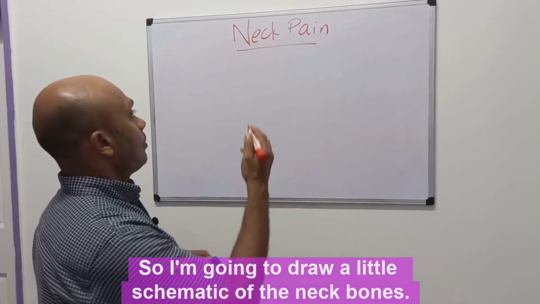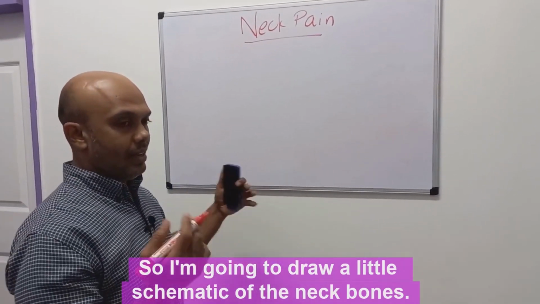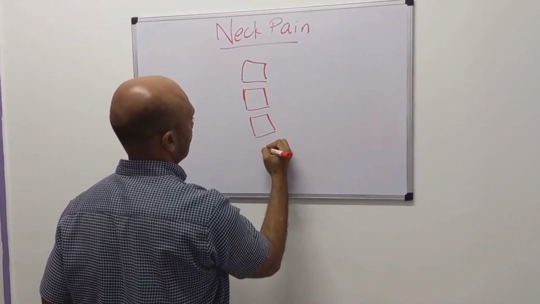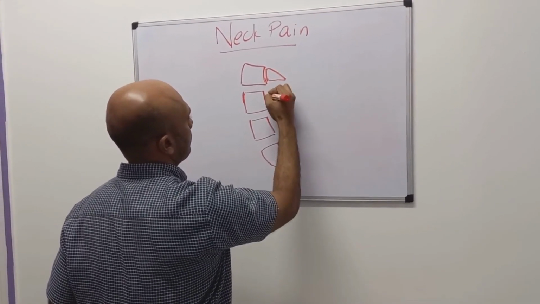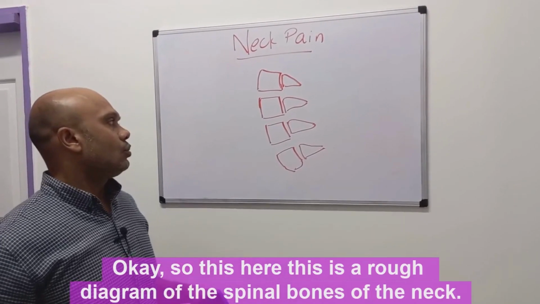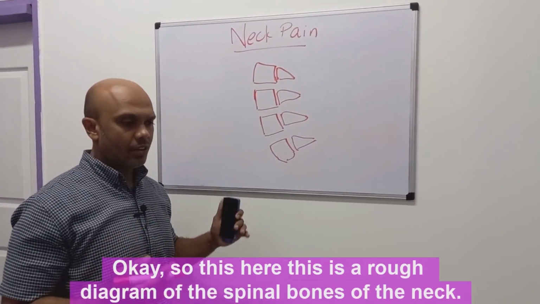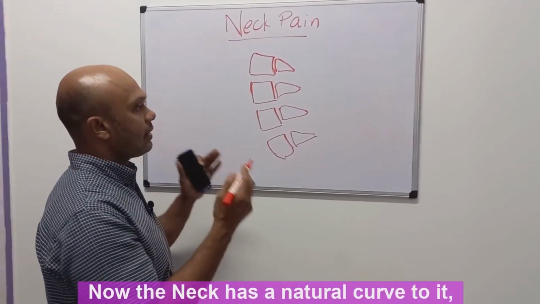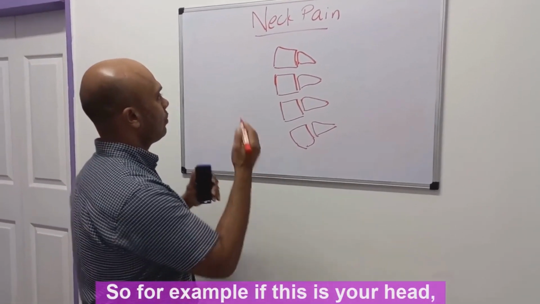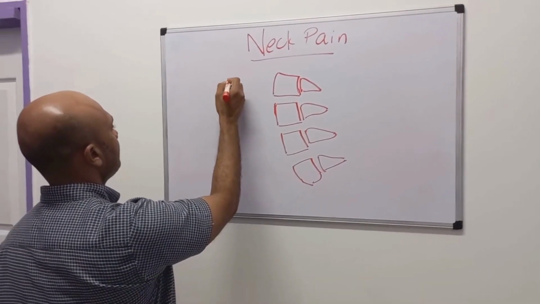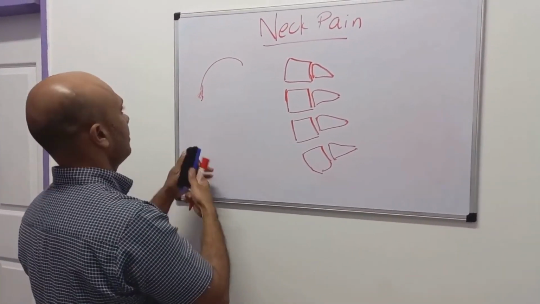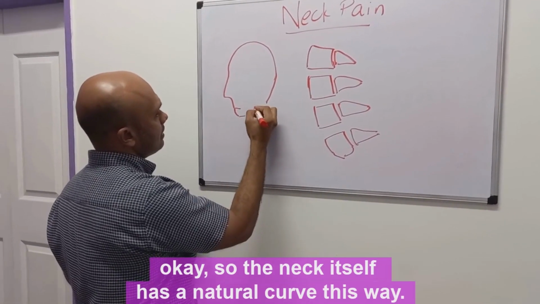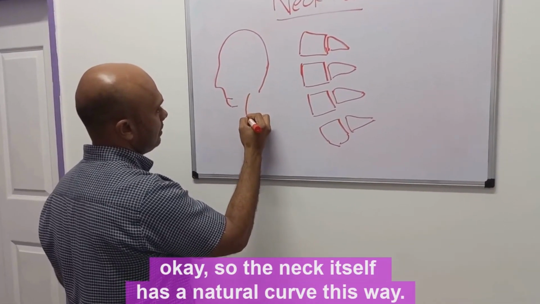So I'm going to draw a little schematic of the neck bones. Okay, so this is a rough diagram of the spinal bones of the neck. Now, the neck has a natural curve to it. So for example, if this is your head, the neck itself has a natural curve this way.